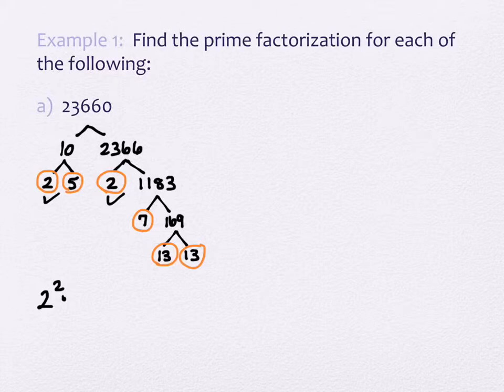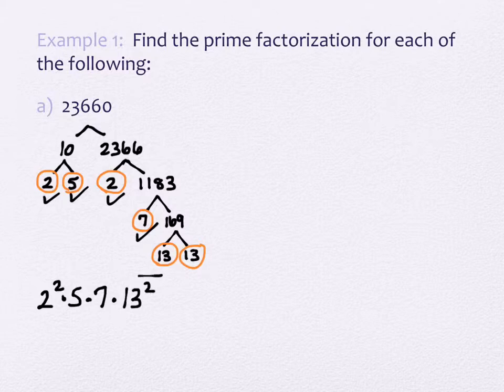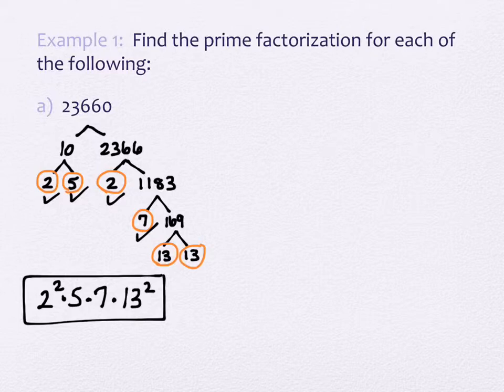Times. What's the next smallest factor? 5, and there's only one of those, right? You can put an exponent of 1 if you want to, but there's certainly no need to. After 5, the next smallest prime is 7. That's a factor, right? 7, and it's only got one of those. And then I have 13, and there are 2 of those, so it's 13 squared. This is the prime factorization for the original number as given.